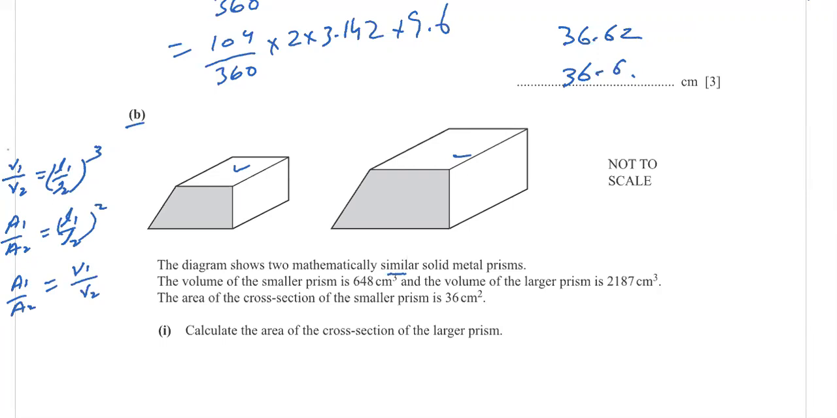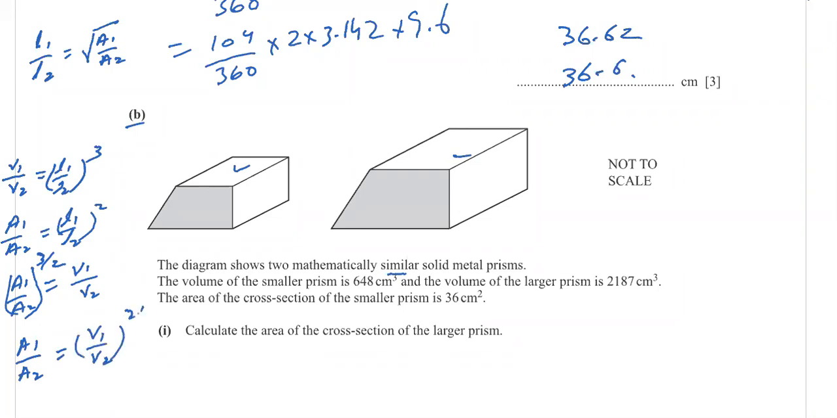From here, L1 over L2 will become the square root of A1 over A2. If I put it here, V1 over V2 will be equal to that to the power 3 over 2, or the A1 over A2 formula can be V1 over V2 to the power 2 over 3. So these rules will be used for similarity wherever you need them.